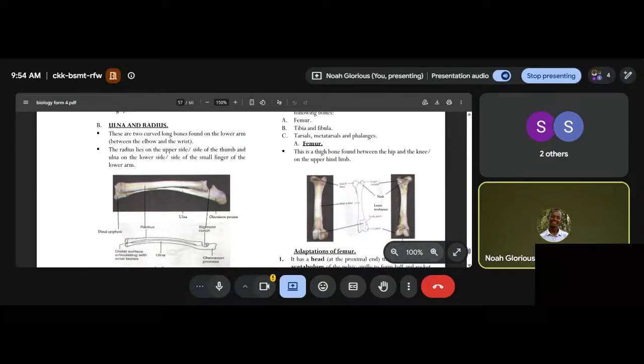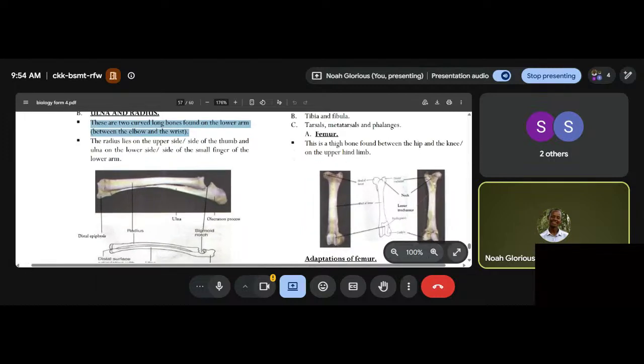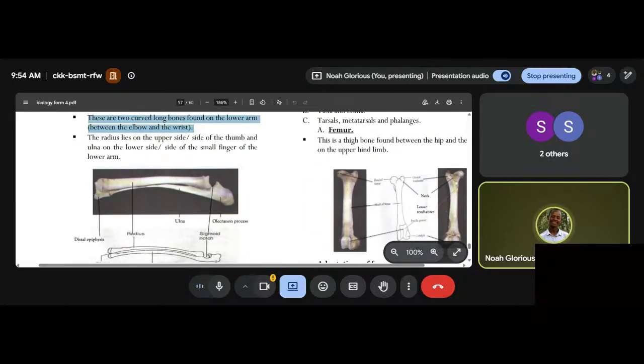These are the ulna and the radius, two curved bones found on the lower arm, between the elbow and the wrist. The wrist, we say, is where we wear our bangles, our watches, and such. That is the wrist. The elbow is at the top, and you can see the two bones here.